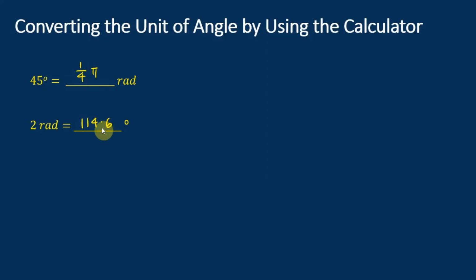That's how we convert degree to radian and radian to degree by using the Casio fx-570EX class wiz calculator.